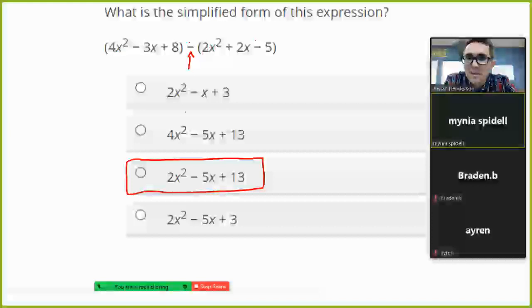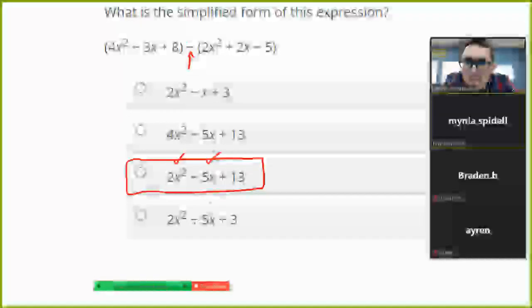4x squared minus 2x squared, that's the first term. Negative 3x minus 2x gives her that negative 5x. Although now that I look at the options, all three of them had the negative 5x. And then 8 minus negative 5 gives her that plus 13. Awesome. Thanks, Manaya. Anyone else have any questions or comments on this before we move on? Okay.